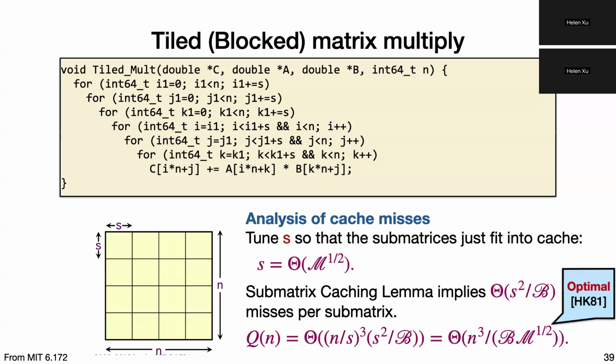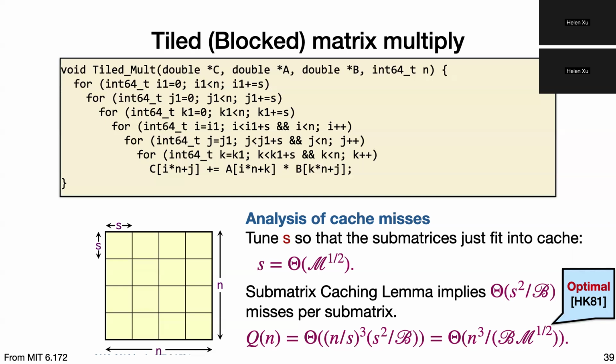And the goal is, if we can choose S such that the submatrices just fit in the cache, which means that S is something like theta root M, so then S squared would be something like theta M. Then going back to the caching lemma from last time, if we know that all these segments in the submatrix can fit in the cache, it will take us S squared over B cache misses to read them.